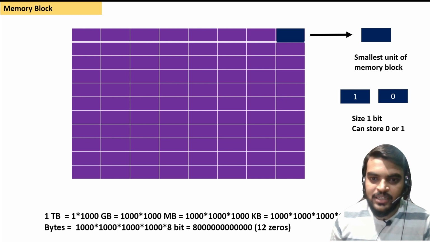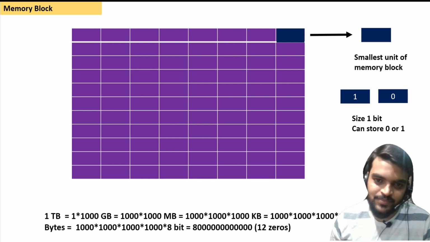Now let's say you have a 1 TB hard drive, so you can calculate how many bits you have available. From 1 TB to GB, then MB, then KB, then bytes, and then finally bits. Here I can see we have 8 into 10 to the power 12, so after the 8 we have 12 zeros. That many small blocks are available where we can store 0 or 1. So that is how our memory looks like.